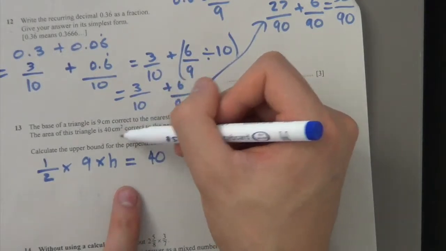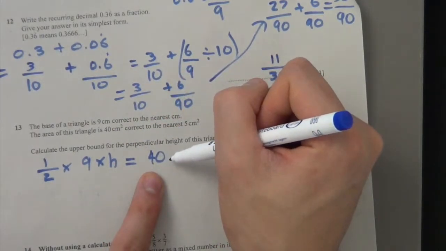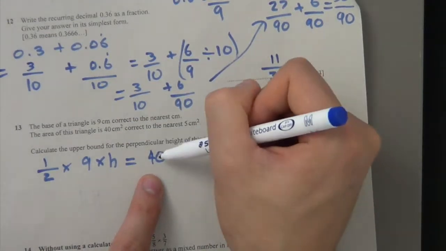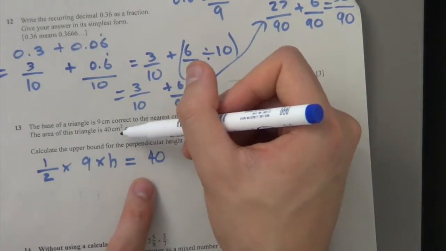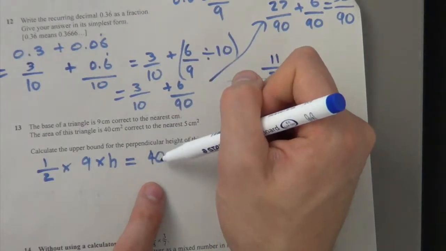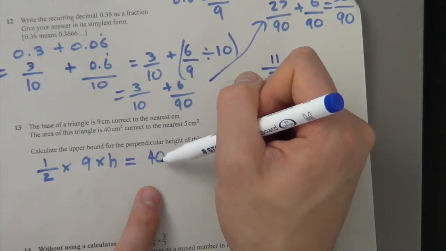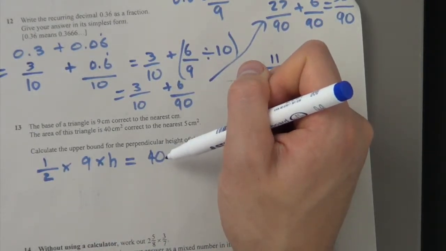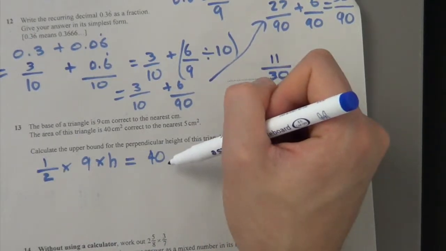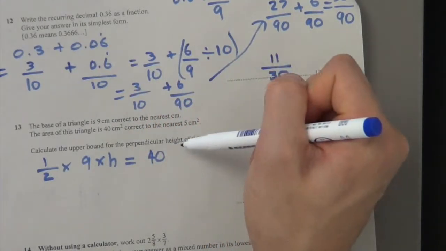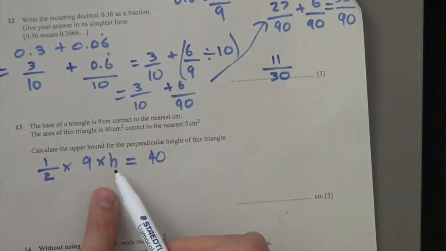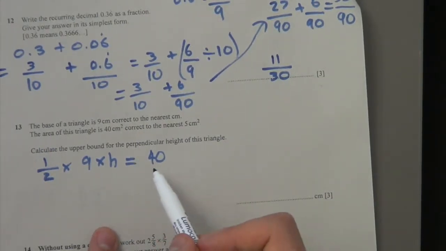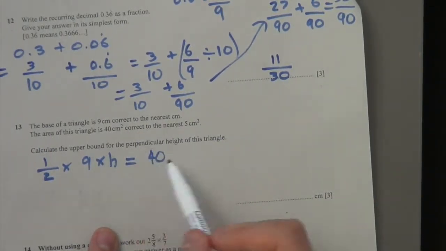It tells us the area of the triangle is 40 centimeters squared, meaning that if it's taken to the nearest 5 centimeters squared, 40 could have been written as 42.5 or 37.5. Okay, and we need to find the upper bound of the perpendicular height of this triangle. So basically, we want to find the largest value of h that we can get, using the bounds of 40 and 9.